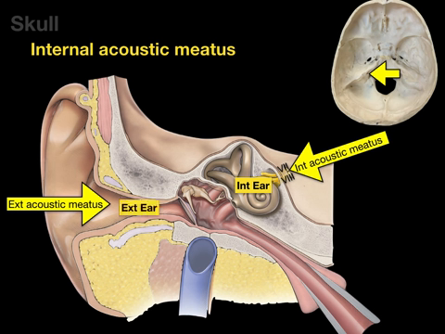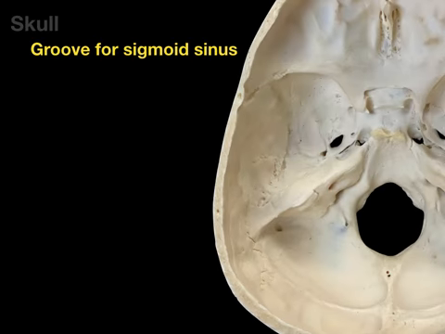Now, I'm showing this because the external and internal acoustic meatus is not like a train tunnel from one in and out the other, because the middle ear is what separates this. The internal ear as well, but basically that middle ear. So it goes external ear, middle ear with the malleus, incus and stapes, and internal ear, the cochlea and semicircular canals. Now, the groove for the sigmoid sinus is located right there.